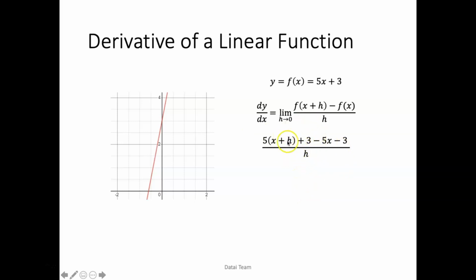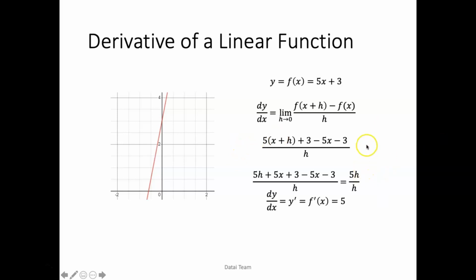Eventually this h will cancel when the value is up here, and it does this every time, so you don't actually divide something by 0. Here we have 5h plus 5x plus 3 minus 5x minus 3. This gives us 5h over h, and this is equal to 5, as the h's cancel out.